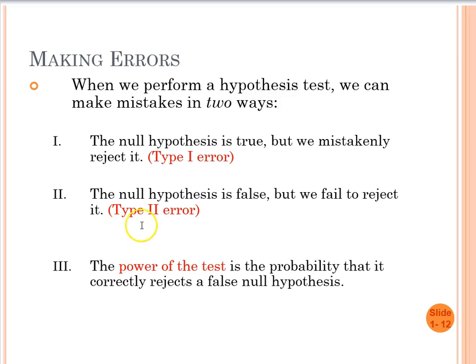The second type of error is when the null hypothesis is false, but we fail to reject it and instead say we don't have enough evidence to reject that null hypothesis. The power of the test is often denoted as the Greek letter beta, and it is the probability that we correctly reject a false null hypothesis.